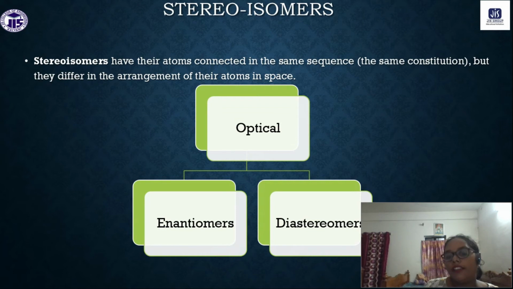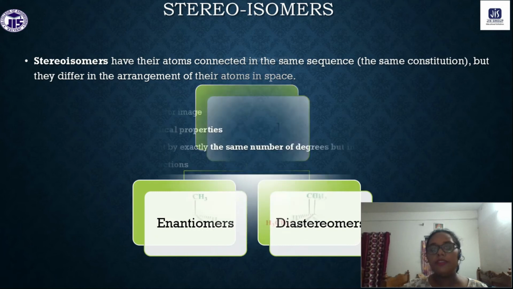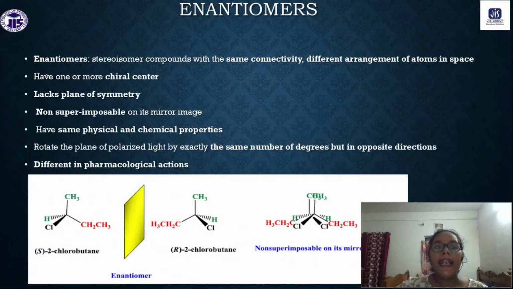Now, stereoisomers, the optical isomers are of two types. One is enantiomers and another one is diastereomers. Now we will see what the enantiomers are. Enantiomers are stereoisomeric compounds with the same connectivity but different arrangement, and the non-superimposable mirror images are called enantiomers.